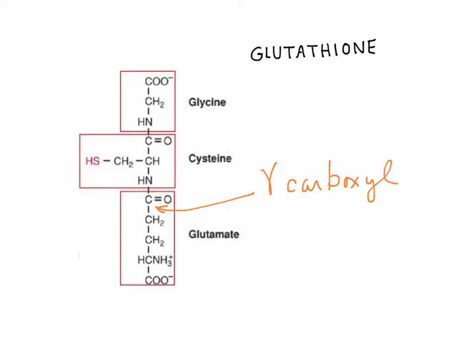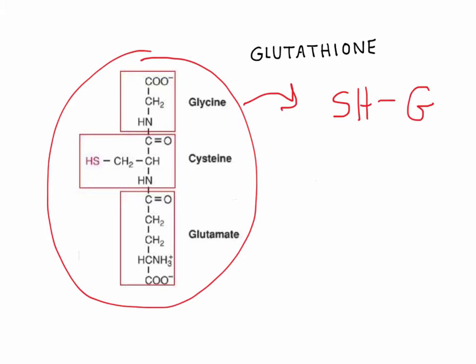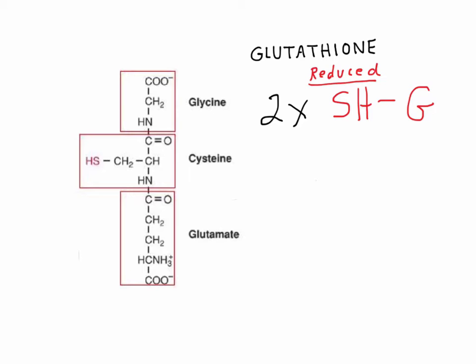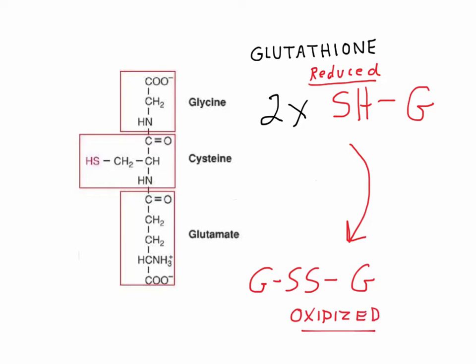The cysteine thiol group of glutathione acts as a reducing agent in the cell, in a reaction where two molecules donate electrons or hydrogens and become oxidized. This cross-linked form of glutathione is the oxidized form. It's abbreviated like this, GSSG.